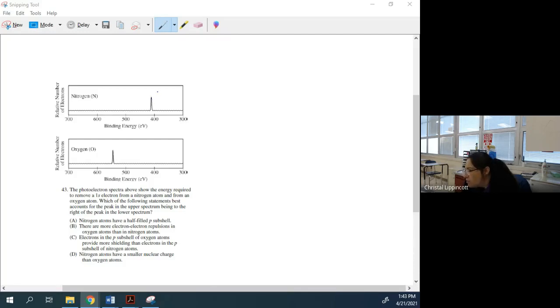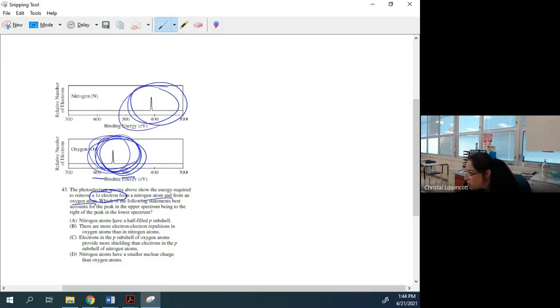Why is it harder to remove? It says here, the photospectrum shows the energy required to remove a 1s electron. So we're removing a 1s electron from a nitrogen and from an oxygen atom. Which of the following best accounts for the peak in the upper spectrum? Why is it harder to remove a 1s electron from oxygen versus nitrogen? Why is this electron held on tighter? First of all, how do I know it is? Well, because of the values down here. So it's harder to remove this guy versus this guy, okay?